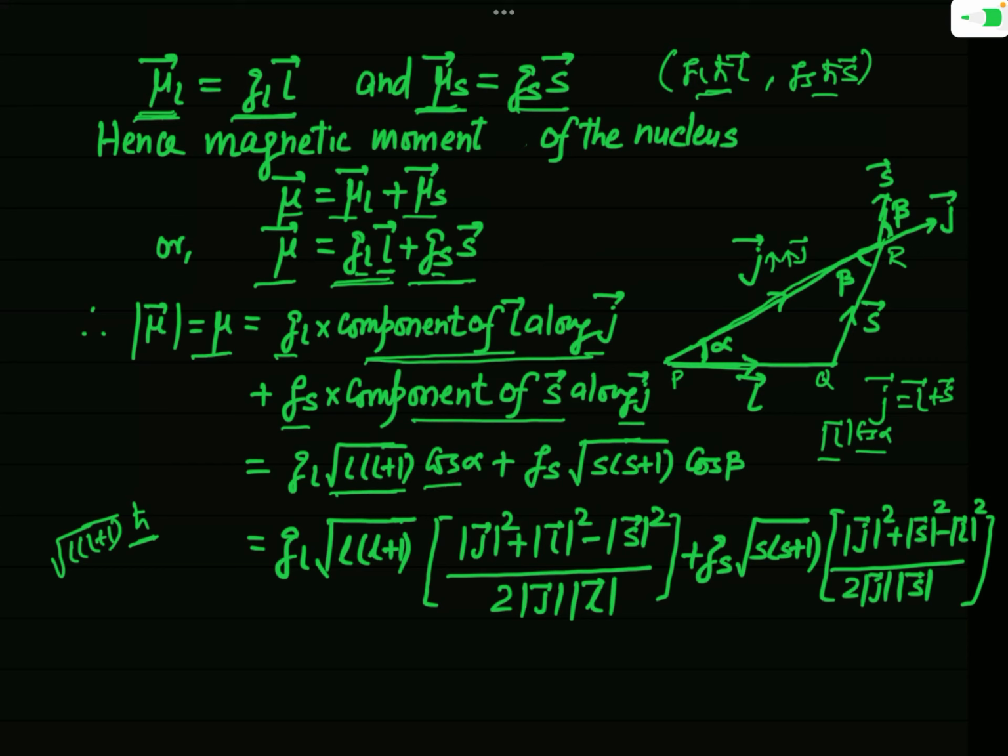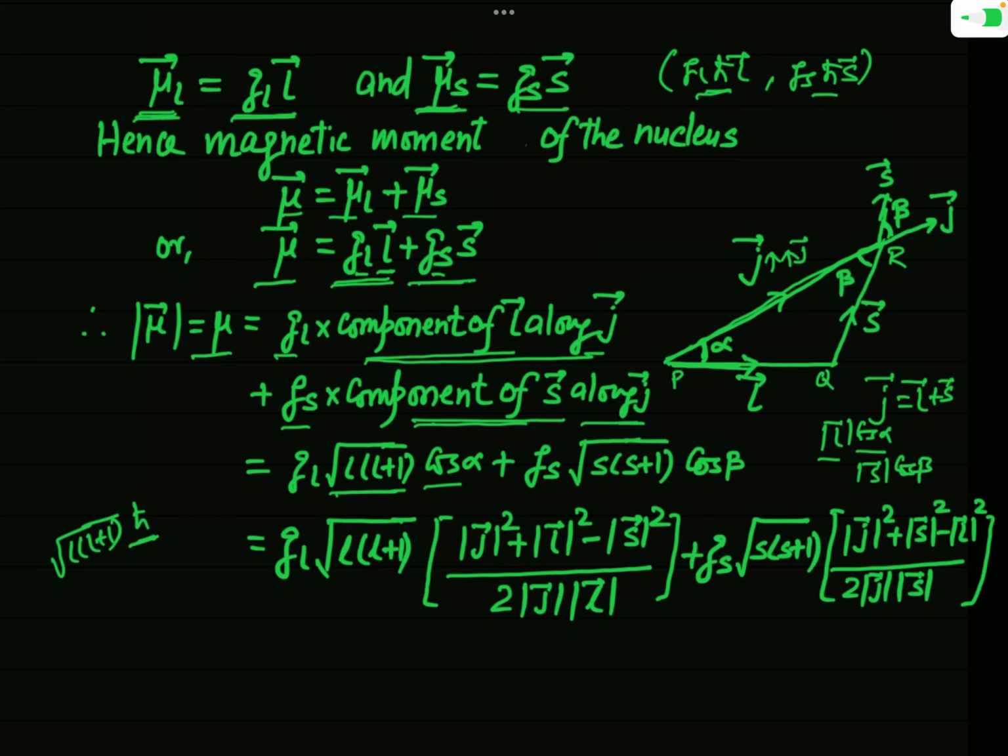Okay, and cos alpha, plus GS times the component of S along J. And what will be the component of S along J? This will be simply equal to the modulus of S times cos beta.